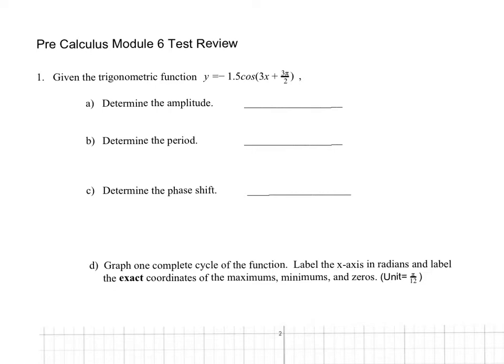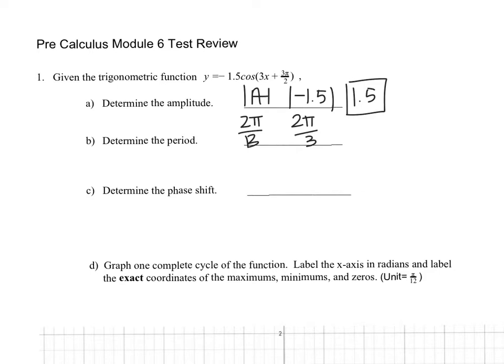In part A, we want to determine the amplitude. The amplitude of a trig function is always the absolute value of A. In our given function, A is negative 1.5, so the absolute value of negative 1.5 is a positive 1.5. Determine the period. The period is 2 pi over b. b is the value in front of x, and in this equation, b is 3, and 2 pi over 3 cannot be simplified, so that is our period.